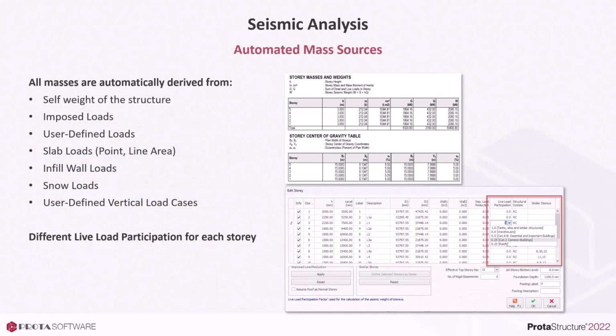Maybe the most important step for a seismic analysis is the calculation of the masses in the structure. ProtaStructure derives the masses from various sources such as self-weight, imposed loads, user-defined loads, slab loads, infill wall loads, snow loads, and user-defined vertical load cases. In addition to this, each story can have different occupancy and live load participation factors.